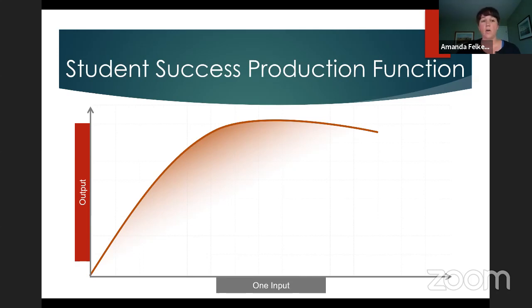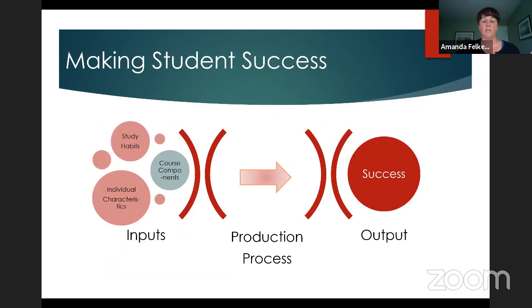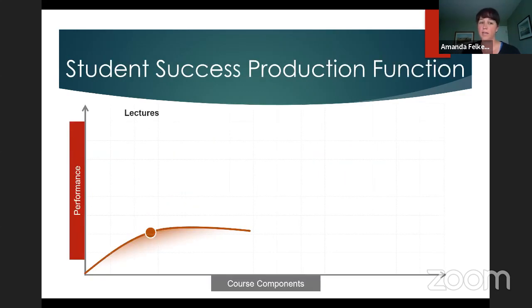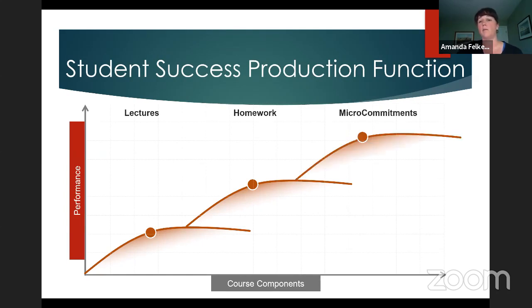Right? So we're looking at finding a new type of input that we could add to what course components people generally have that might actually take us to a new frontier. So now we look at it like this, where we have diminishing returns with respect to lectures. Then you add projects and homework, it takes you to a higher level. And then finally, what we're testing today is this micro commitment that we might be able to provide for students in order to keep them from procrastinating and enhance success.